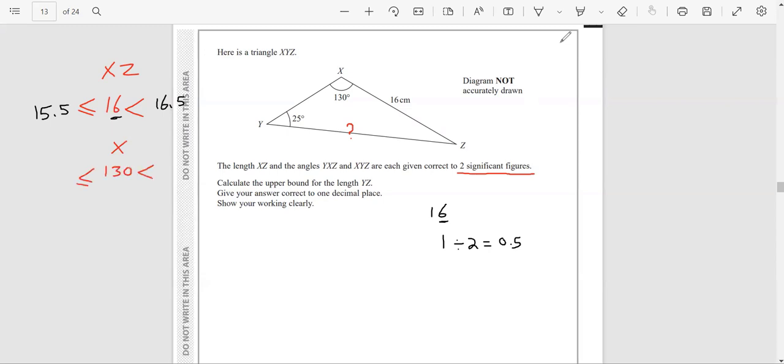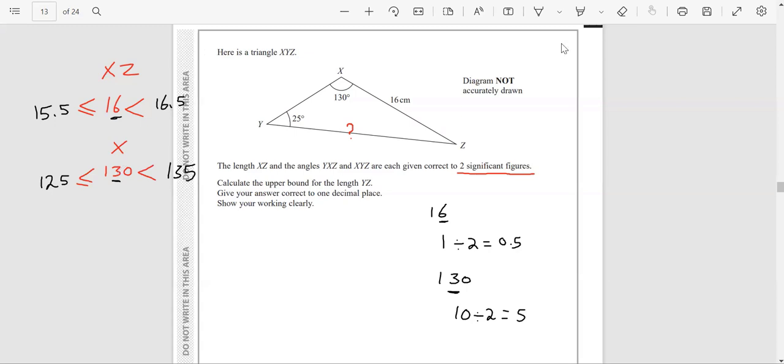130 degrees. This angle is written in 3 significant figures, and the second significant figure is in the tens digit, so it's 10 divided by 2, which gives you 5. You need to add 5 and subtract 5, so it's 125 and 135.